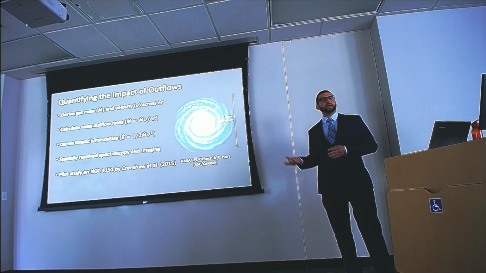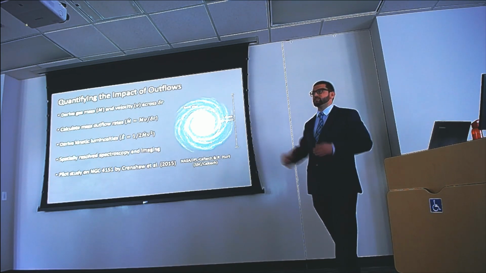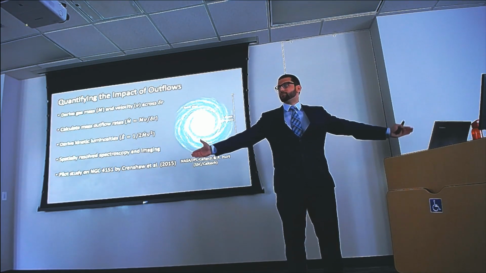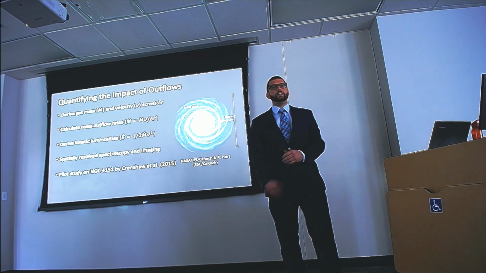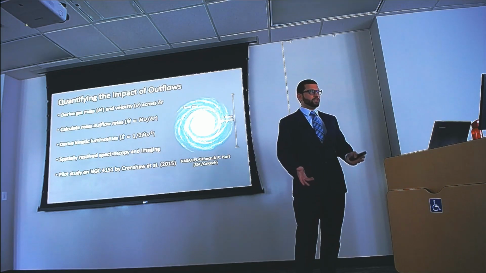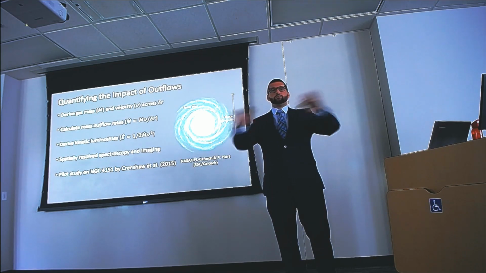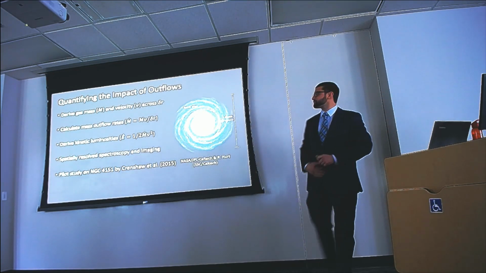So the first is a mass outflow rate, which is essentially if you are standing at some distance from the center of the galaxy and you measure the amount of material moving past you, that's the mass outflow rate. And we typically measure that in solar masses per year. So for example, if you measure 1 solar mass per year, that's the amount of material that has moved past that boundary that you've drawn.